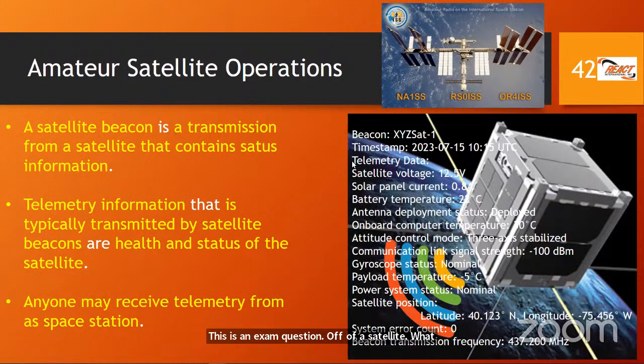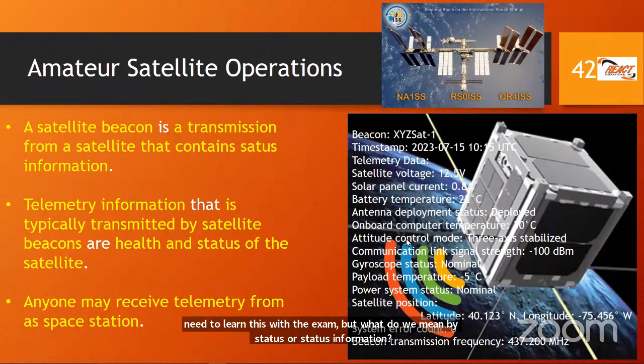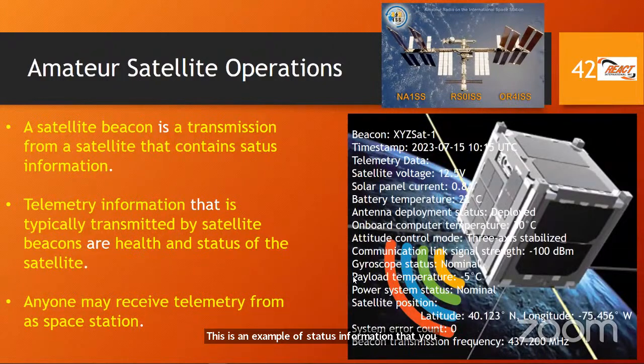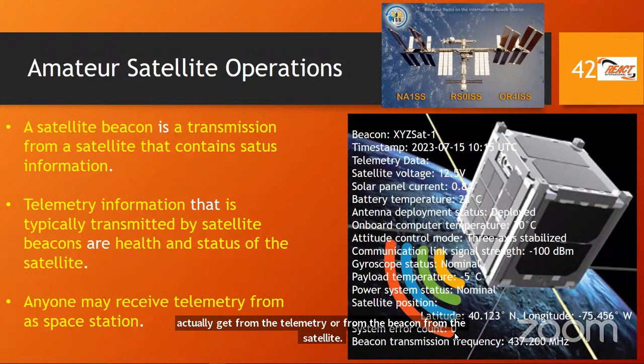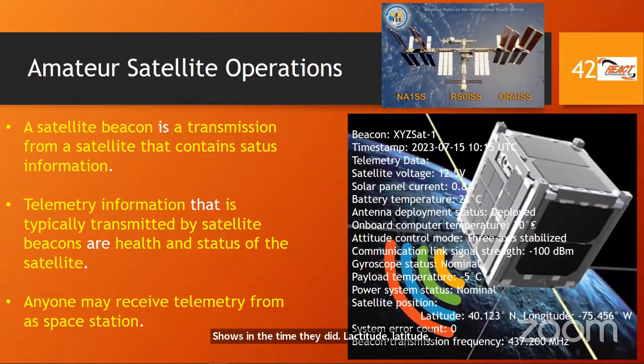And by the way, we just put up on your screen here, you don't need to learn this for the exam, but what do we mean by status or status information? This is an example of status information that you actually get from the telemetry or from the beacon from the satellite. It shows you the time, the date, latitude, longitude, frequency, the temperature, so many other parameters that you'll get. Again, telemetry information that's coming via the beacon. It's transmitting continuously. So that's the other part of the exam question.